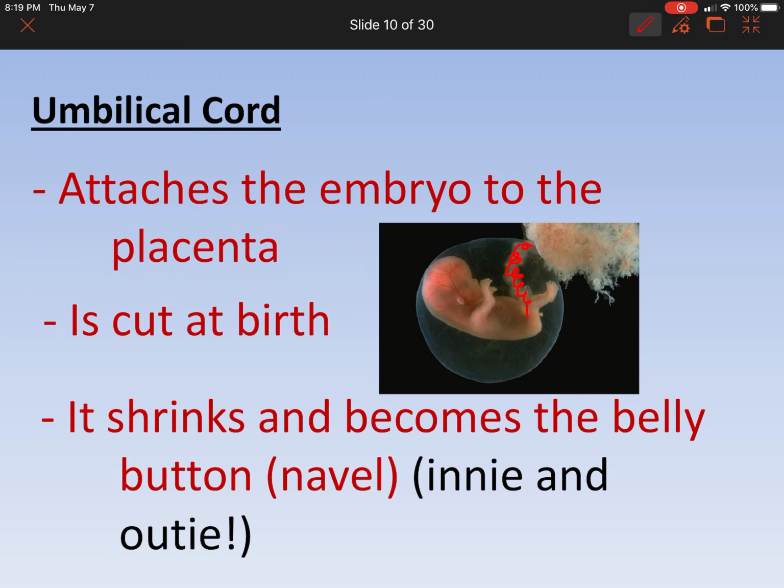But eventually you're going to cut the umbilical cord at birth. So the baby's delivered, obviously with the umbilical cord still attached. They cut it, and then it shrinks, and that's going to be where your belly button is. And so innies and outies, belly buttons, I don't know if you guys have ever thought about that, but this basically is just how it heals. So everyone's umbilical cords are cut at birth, and just based on how it heals will determine whether you have an innie belly button or an outie.